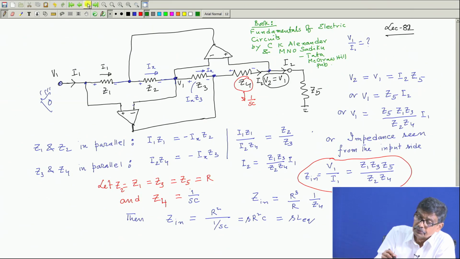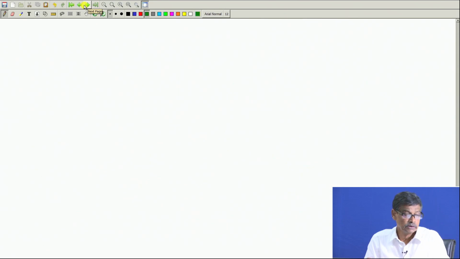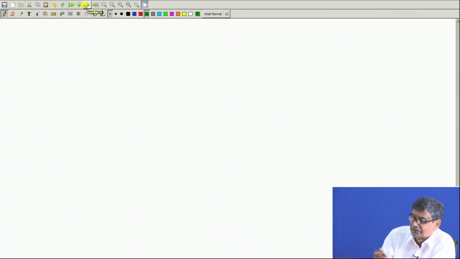Achha. Now, today, this being the last lecture, I will try to summarize the whole course. Before that, while going back myself, I found only one theorem I forgot to mention. That I will briefly tell, a very simple theorem, and that is called Millman's theorem. Very simple, but useful.